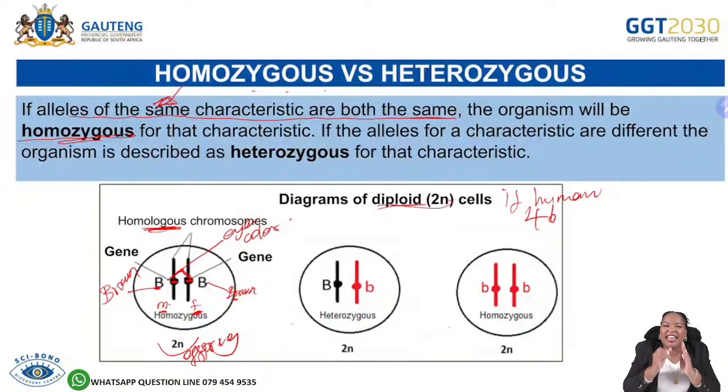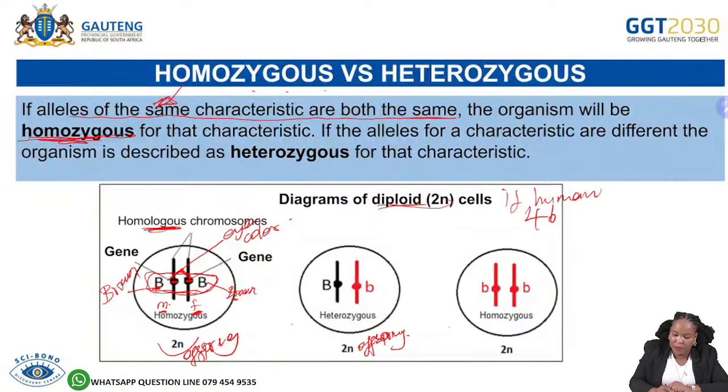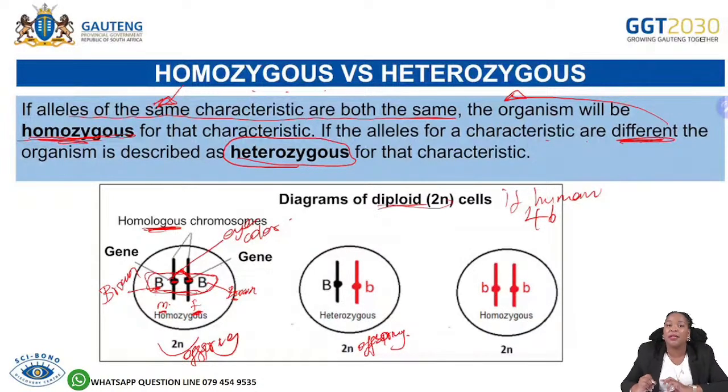Now, because they are the same, for this child on this particular locus, these are the alleles for eye color. They are the same. We say they are in a homozygous state because they are the same. But in the second offspring, we are now going to heterozygous. If the alleles for the characteristic are different, the organism is described as heterozygous for that characteristic. Remember, we are only focusing on one characteristic at a time.